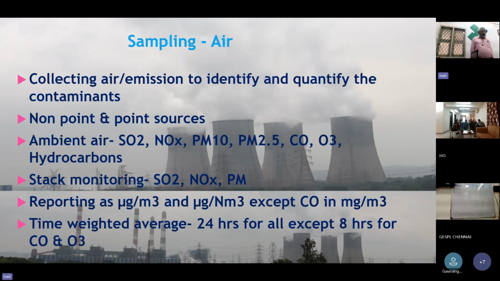In ambient air, what are the things we are measuring? Sulfur dioxide, oxides of nitrogen, PM10, PM2.5, carbon monoxide, ozone and hydrocarbons. These are the usual things, and many other things are also there. In stack monitoring, we usually mention sulfur dioxide, oxides of nitrogen and particulate matter. How are we reporting? We report in microgram per meter cube or microgram per Nm cube, except carbon monoxide, which is reported in milligram per meter cube.